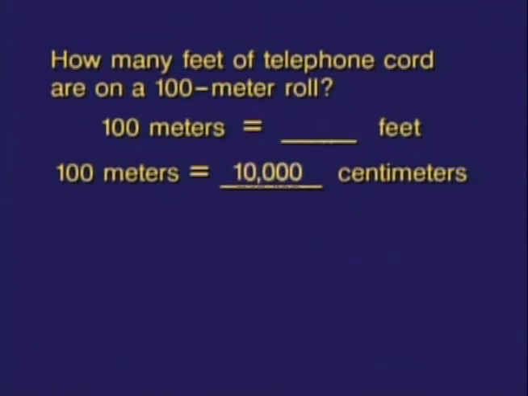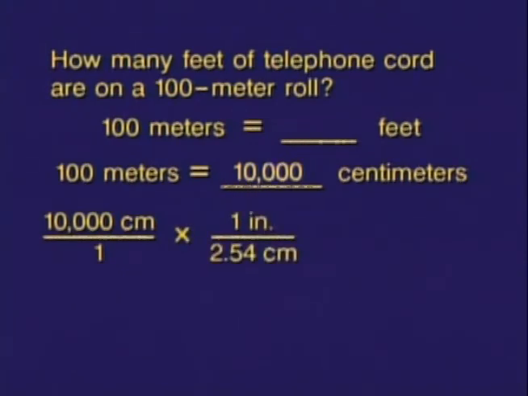Now convert 10,000 centimeters to feet. Start by writing 10,000 centimeters as a fraction. Next, decide on the transition factor. We are converting to the U.S. system, so we must have a U.S. unit in the numerator. The factor is 1 inch over 2.54 centimeters.